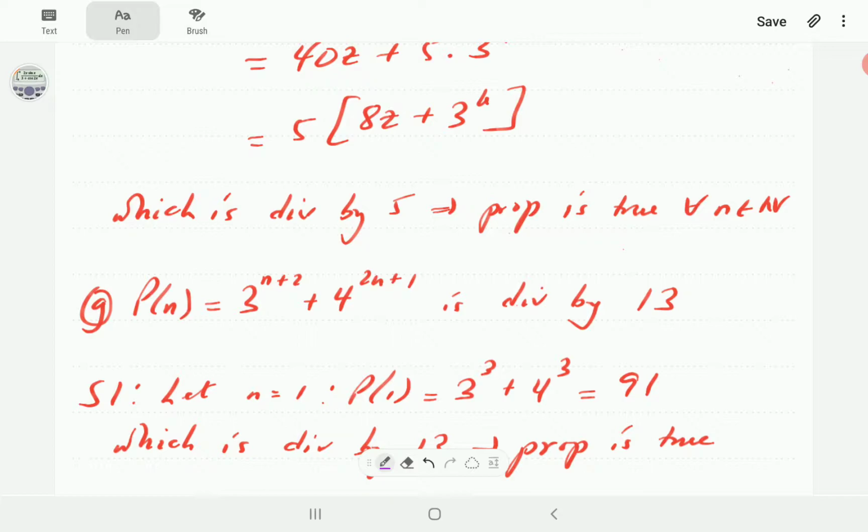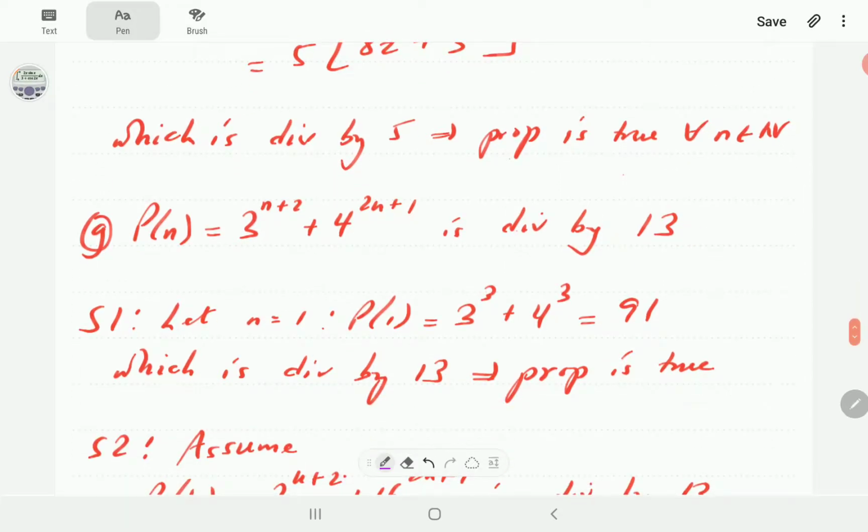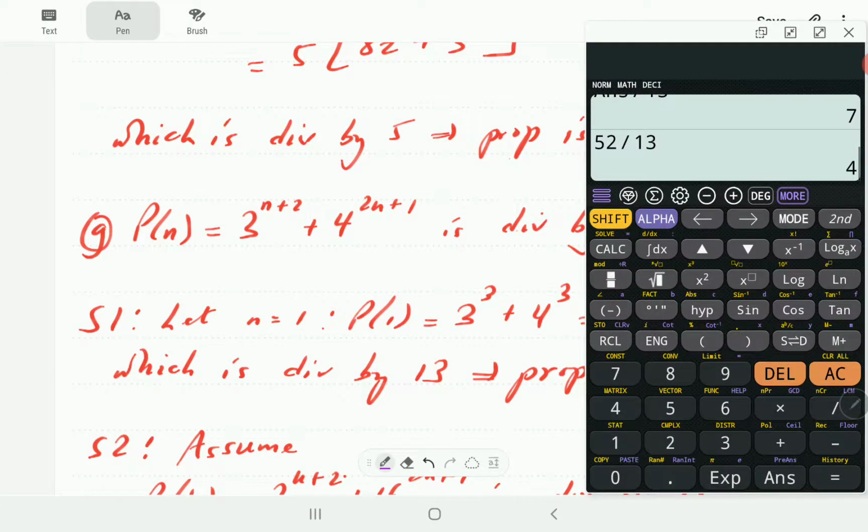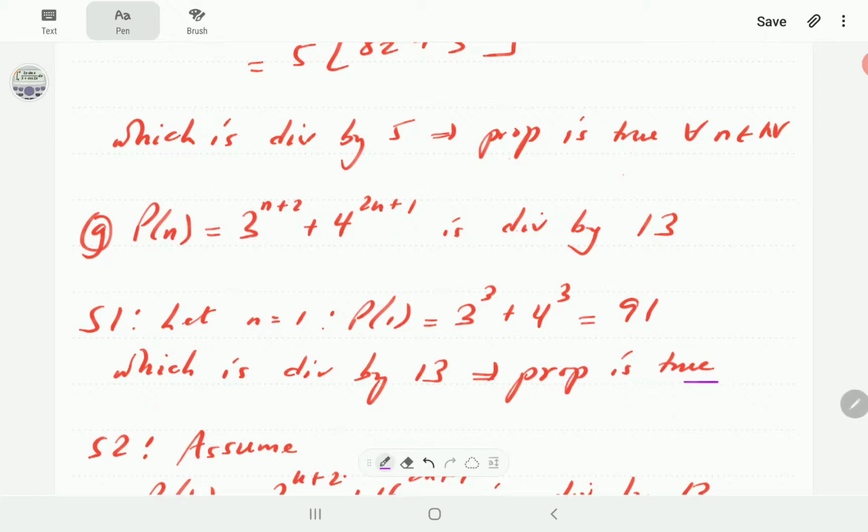In G, we have 3 to the power n plus 2 plus 4 to the power 2n plus 1. We are told that this is divisible by 13. So if we try n equals 1, this gives us 3 to the power 3 plus 4 to the power 3, that is equal to 91. Well, we can just check here that 91 is divisible by 13. So the proposition is true for n equals 1.